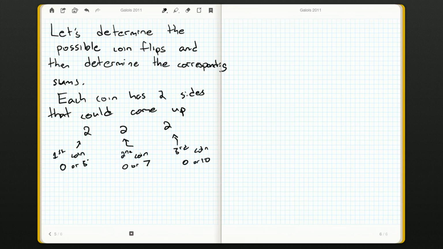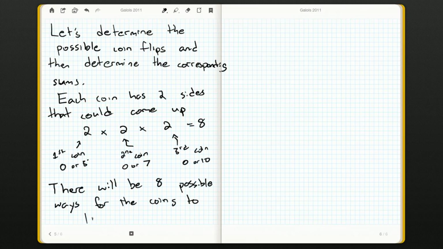And if we want the total number of combinations we could have, since they're independent, what we do is we multiply them together. So there's going to be 8 possible ways for the coins to land. Now I calculate this 8 not only to illustrate how we do these calculations, 2 sides each and 3 coins, so we multiply them together, but also to help guide me as I write down all these possibilities.